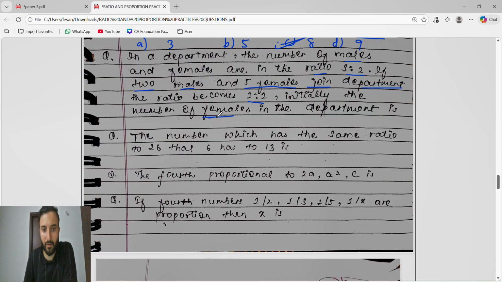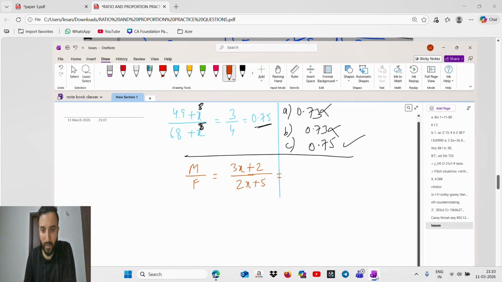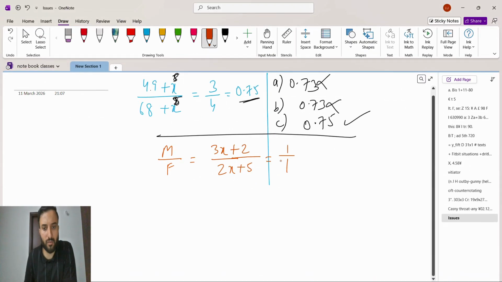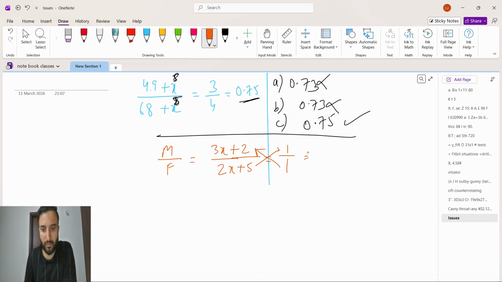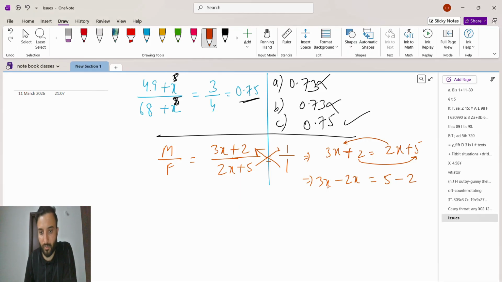We have to find the initial number of females in the department. The ratio is 1 is to 1, so we will do the cross multiplication to get the value of x. 1 into anything will be the same, so 3x plus 2, and 1 into this, 2x plus 5. I will bring x this side and send the constants that side. 3x minus 2x equals 5 minus 2, that is 3. So x equals 3.